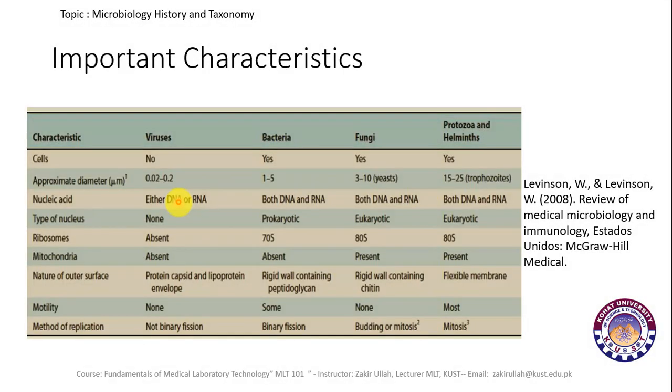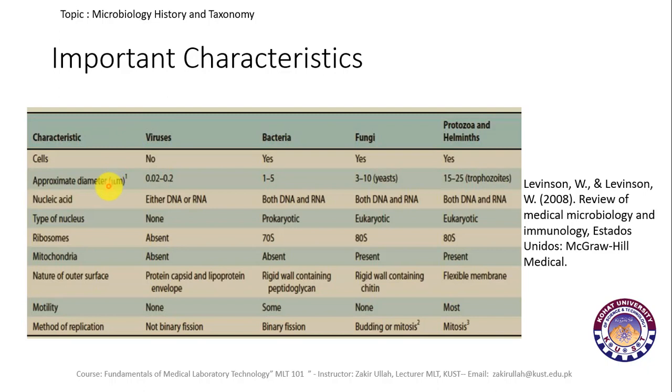The important characteristics of viruses, bacteria, fungi, protozoans and helminths. First we will discuss the cells. Viruses are microbes which are not cellular, but they are infectious agents and infectious particles. The bacteria contain cells, and the fungi, protozoans and helminths also have cells.